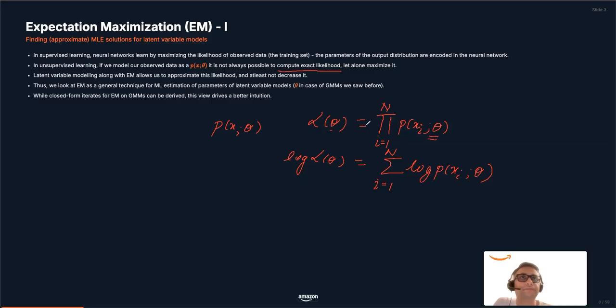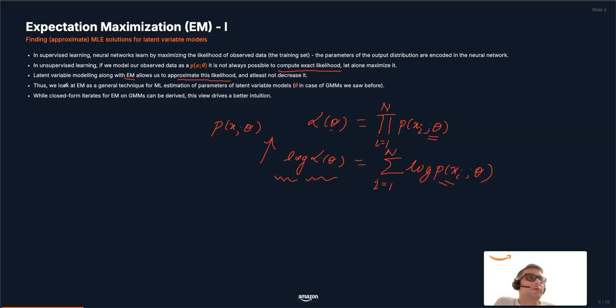So now, instead of trying to compute this quantity and maximize it, all we do is approximate. We do this latent variable modeling and we use expectation maximization to approximate this likelihood. Once we have approximated it, we try to increase it, because that's the idea: learn theta by maximum likelihood, by increasing the likelihood of the observed data.